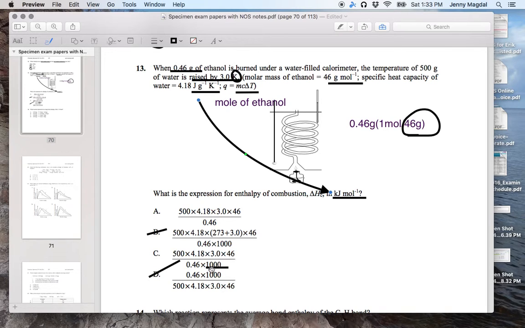And that's where this 1,000 comes in, because my answer would be in joules per mole when I typed all of this first stuff in, but I want it in kilojoules. So I remember that there's 1,000 joules in every kilojoule, so I would have to divide by 1,000. C is my correct answer.